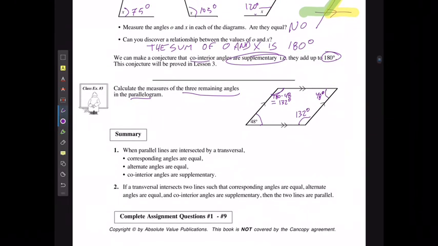So, in summary, when parallel lines are intersected by a transversal, corresponding angles are going to be equal, and that's going to be our F angles. Alternate angles or alternate interior angles are going to be equal. That's going to be my Z angles. And co-interior angles are supplementary. That's going to be my C angles.